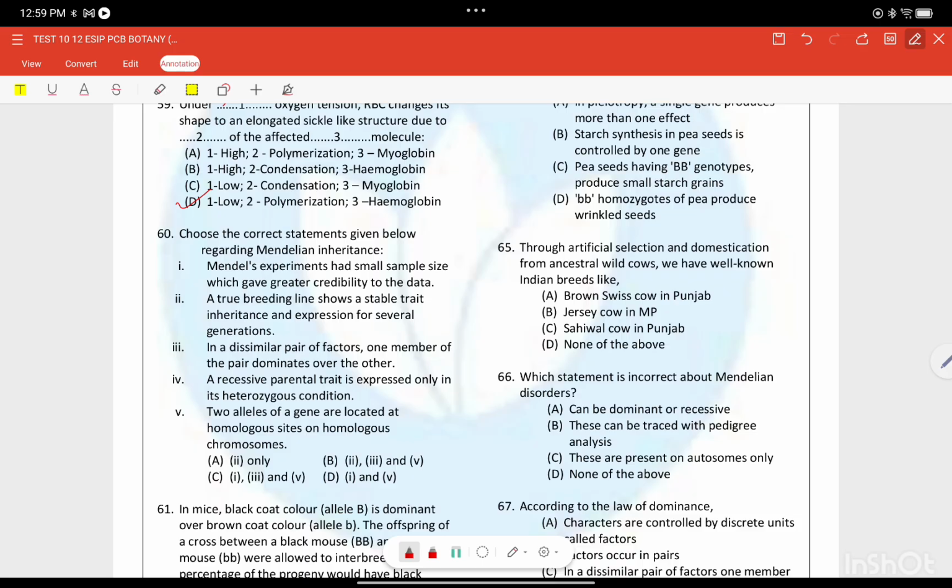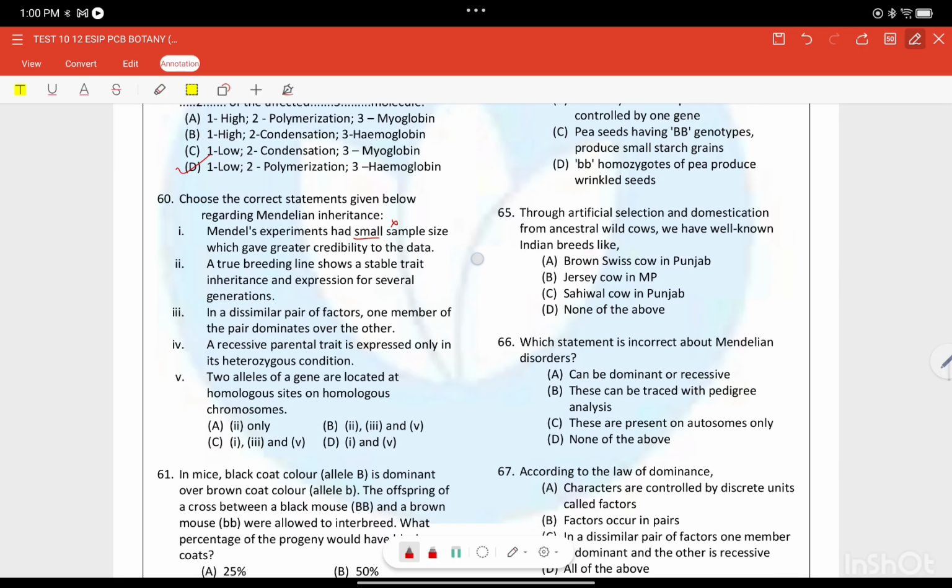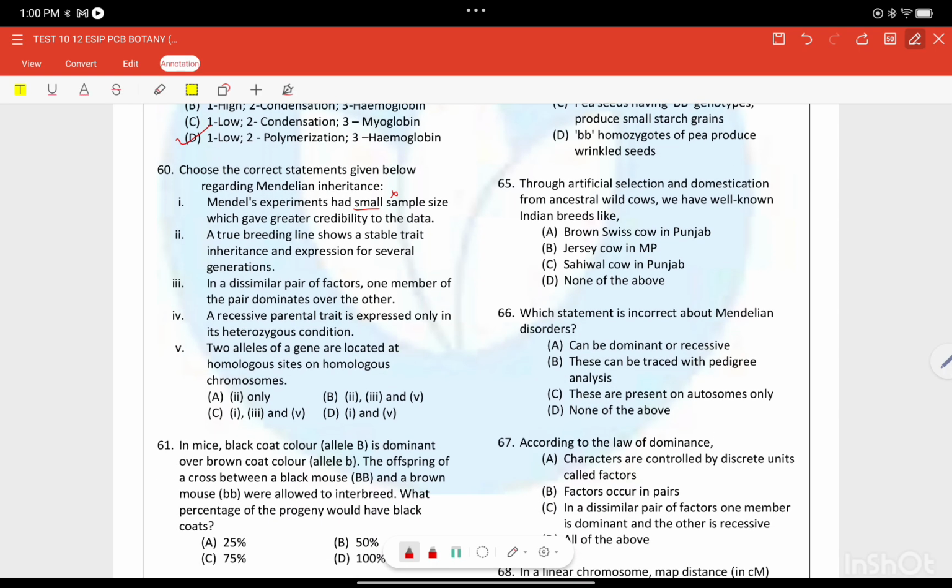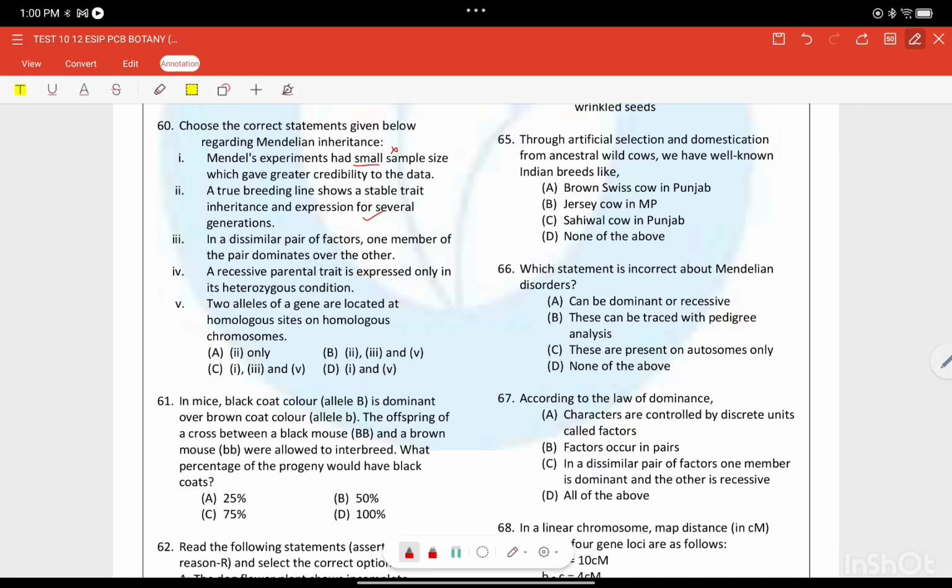Regarding Mendelian inheritance, Mendel's experiment had small sampling size. This is incorrect. It has large sampling size. A true breeding line shows a stable trait inheritance expression for several generations. This is correct. That is the definition of true breeding line.